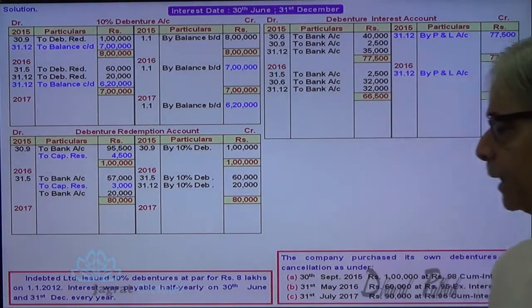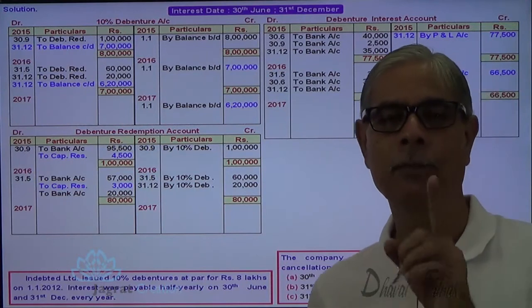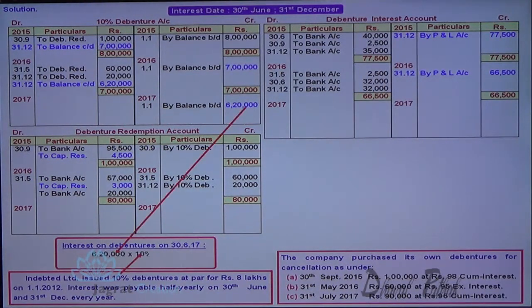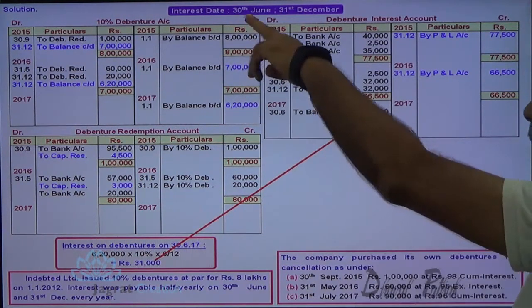Now 2017. In 2017 there is only one transaction, 31st of July, 90,000. This is the purchase of own debentures for cancellation. Now 31st of July is the date of purchase. Before that, interest on 30th June will fall due, so we are required to pay interest on 30th June. 6,20,000 into 10% into 6 by 12, 31,000. Debenture interest account debit to bank account credit. This is how debenture interest is to be paid on 30th June.